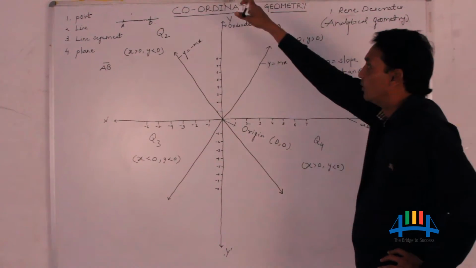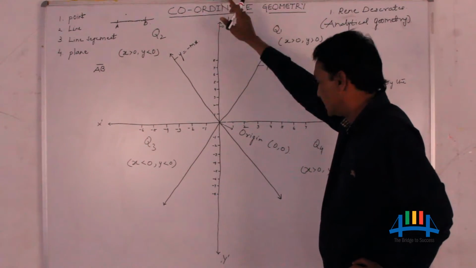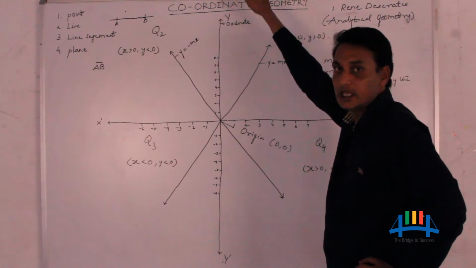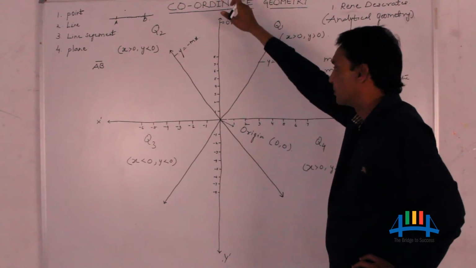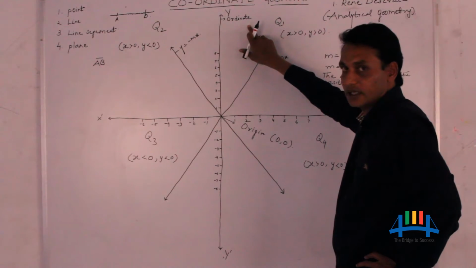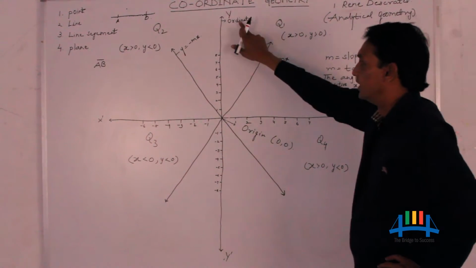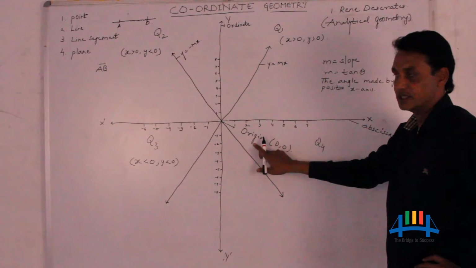The vertical reference line is y. We call it y dash, and it is denoted by y dash. That we call the ordinate. The intersection of abscissa and ordinate forms the origin.